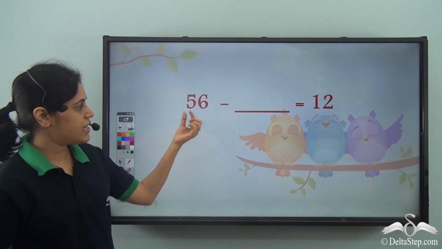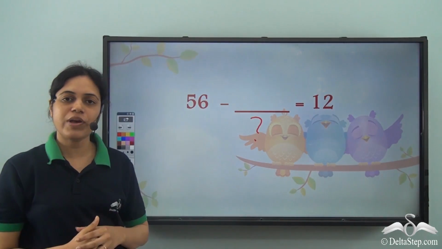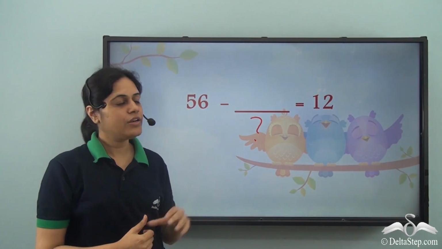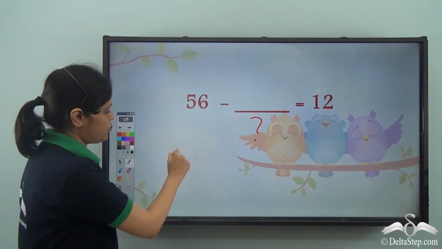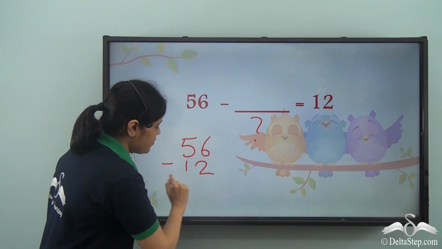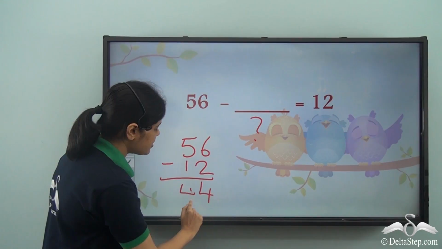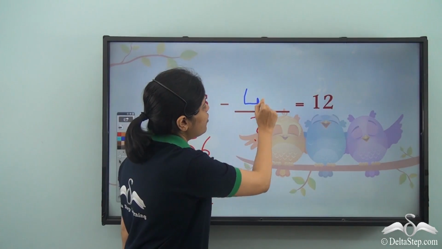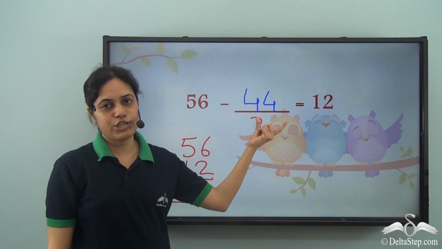I have 56 minus a missing number is equal to 12. Now what should this number be? So let me do 56 minus 12. So 56 minus 12: 6 minus 2 is 4, and 5 minus 1 is 4 again. So this number is 44. So the missing number is 44.